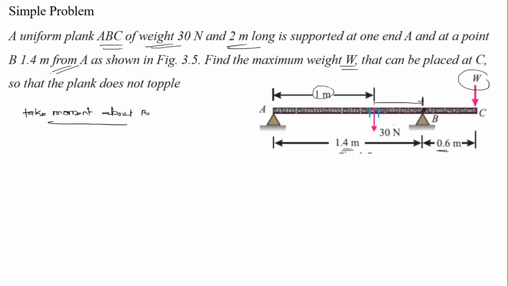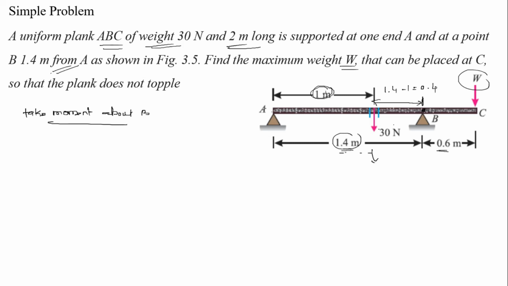So the 30 Newton force is acting downward, which is anti-clockwise with respect to B, and W is acting clockwise, so both are on opposite sides. So let us take clockwise as positive and anti-clockwise as negative. Now what is the value here? 1 meter is the distance between the 30 Newton and A, and the total distance between A and B is 1.4. So what is the distance between the 30 Newton and B? 1.4 minus 1, which is equal to 0.4 meter, right?